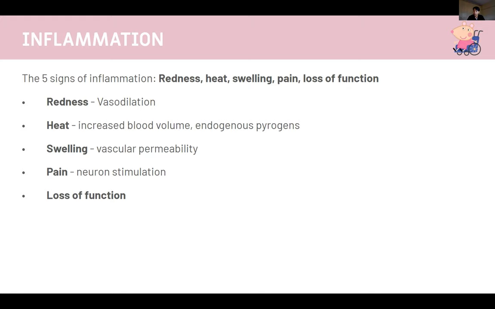Redness is due to vasodilation. Our blood vessels dilate, which allows more blood flow into an area of inflammation, making it look red. Heat is due to increased blood volume, and also pyrogens, which are chemicals that cause fever. Swelling happens because the endothelium lining our blood vessels becomes more leaky and permeable, so more fluid leaks out from the blood vessels into the tissue. We also have pain, which is due to neuron stimulation, and loss of function.